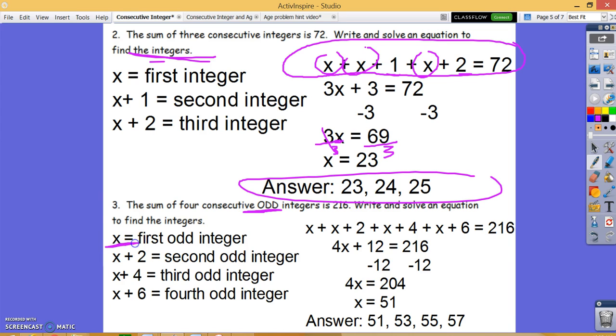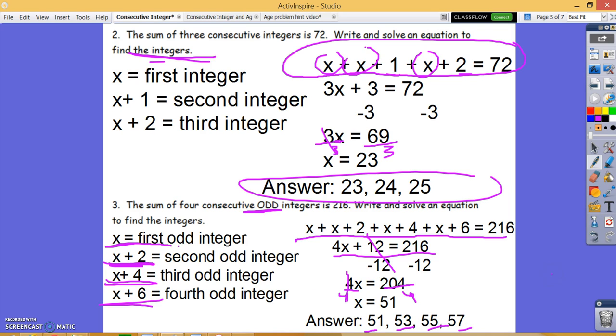So x is our first. x plus 2, because whatever the first odd number is, let's say it was 11, 2 more would be 13. So x plus 2 is the second odd, then plus 4, then plus 6. And so we write out our equation and then simplify it. I subtract 12 from both sides. That cancels off the 12. Then I would divide by 4 on both sides. 4 divided by 4 is 1, so I've got 1x equals 51. And of course, that is not my final answer. I need to find all 4 integers. So my answer is 51, 53, 55, and 57.